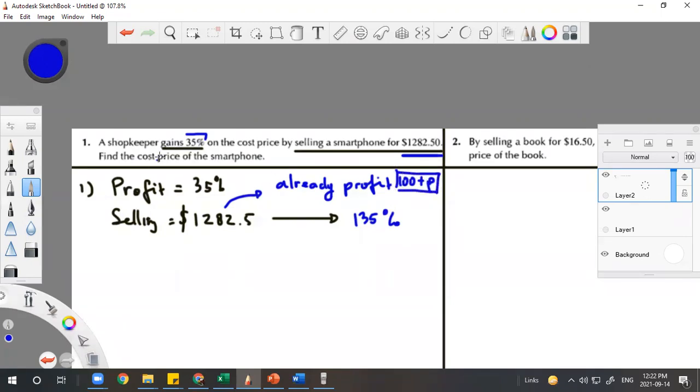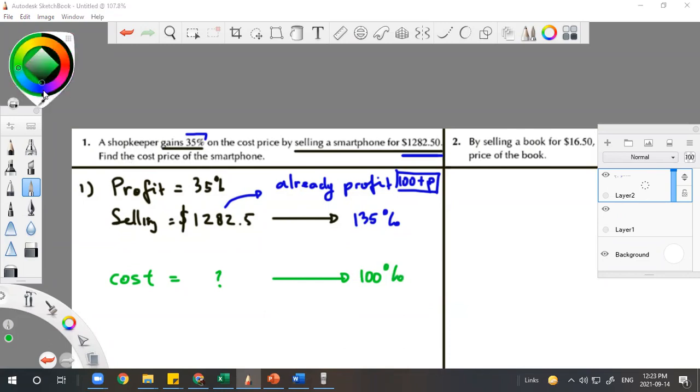Now, the question is find the cost price. So what they are asking you to do is to find the selling price. Sorry, the cost price. What is the cost price? This will be our objective, right? So the cost price is always 100%. This is the original one. The original is always the cost. You have to buy first, then you can sell it, right? So put 1% on this place.